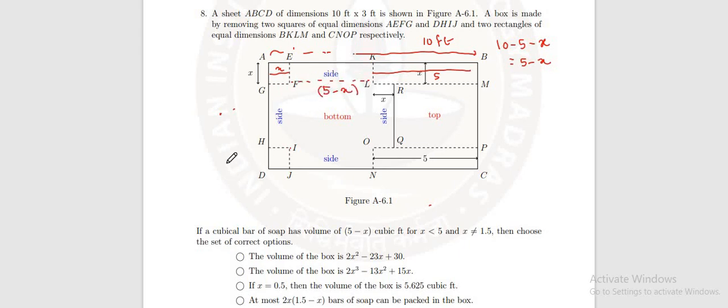Now let's obtain the value of breadth or width. This is the width that the box has. So again you observe that this is my x and this is again my x, and the total width that has been given is 3 feet. So how will we calculate this width? That will be 3 minus x minus x, which will be nothing but 3 minus 2x.